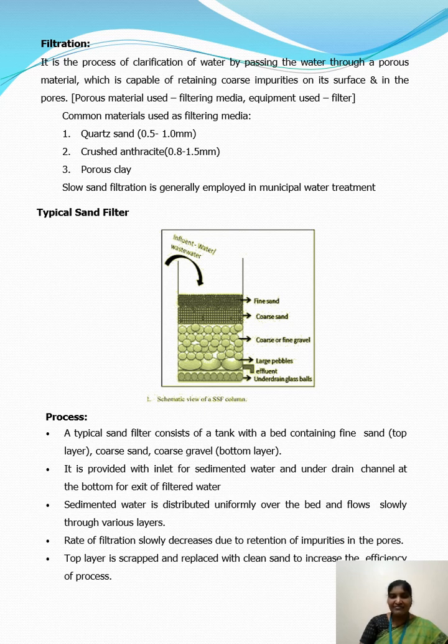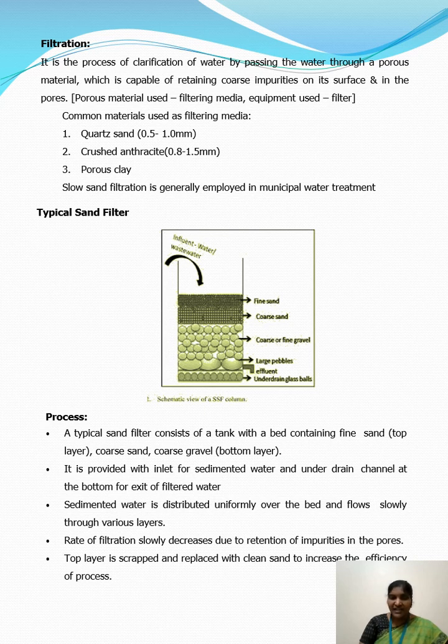Slow sand filtration, though it takes time, is generally the best method that can be employed in municipal water treatment. You can see the process there. You can see a typical sand filter. It consists of a tank. It has a bed that contains fine sand. It is made up of a top layer. And then you have coarse sand followed by coarse gravel at the bottom layer.